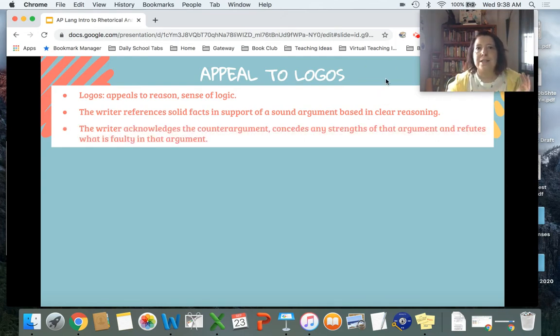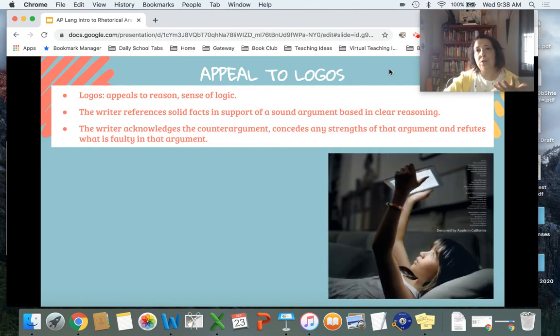The writer acknowledges the counter argument in appeal to logos. It's saying, I know there's this other argument out there. They might concede strengths of that argument, but then they'll refute what is faulty about it. So they engage with the arguments that are out there, and either reason with those arguments and present their other position, or bring up evidence that challenges them. So with appeal to logos, you're appealing to the reader's sense of argument and reasoning. Even though this maybe doesn't seem like a very structured, Supreme Court argument kind of thing, there is argument in this text.